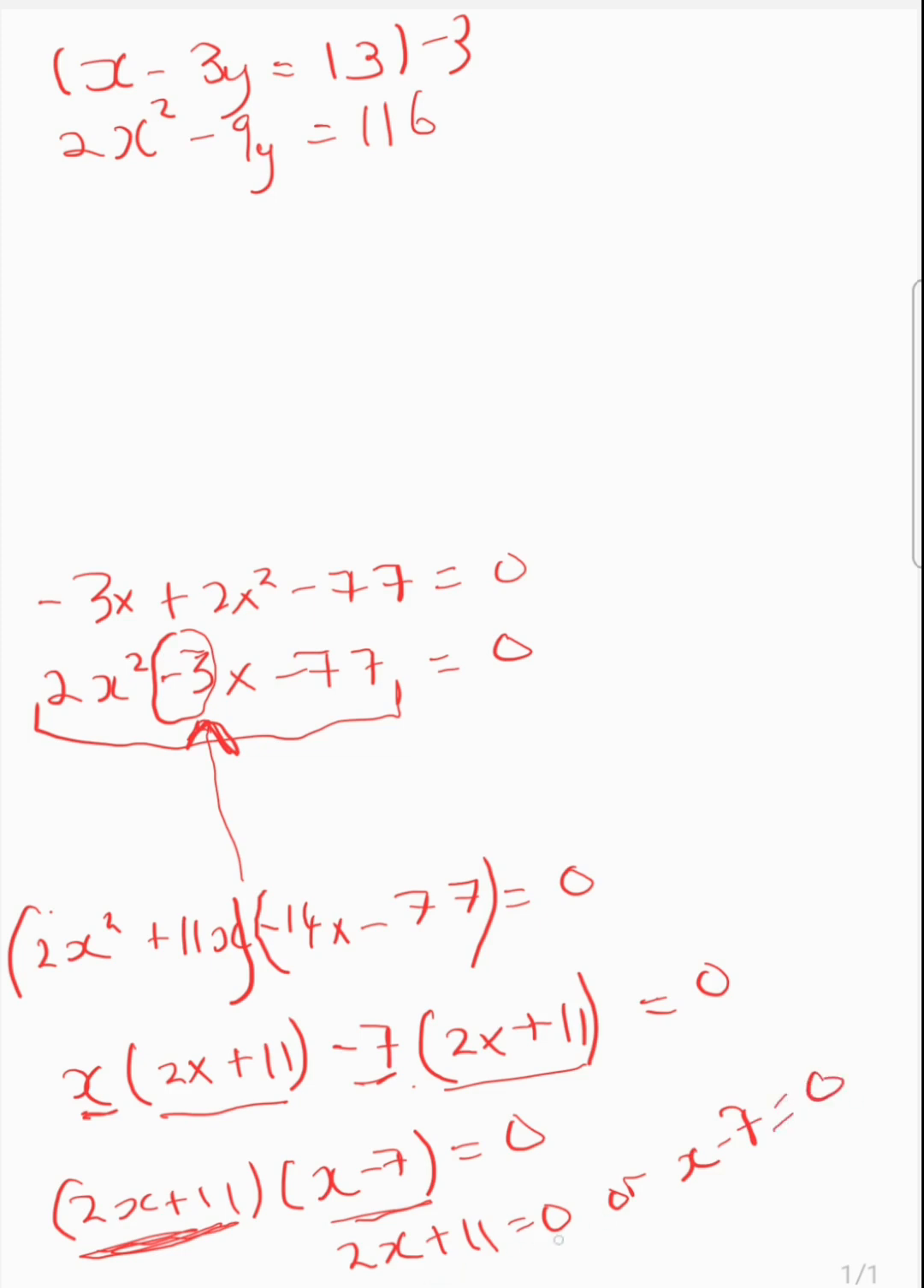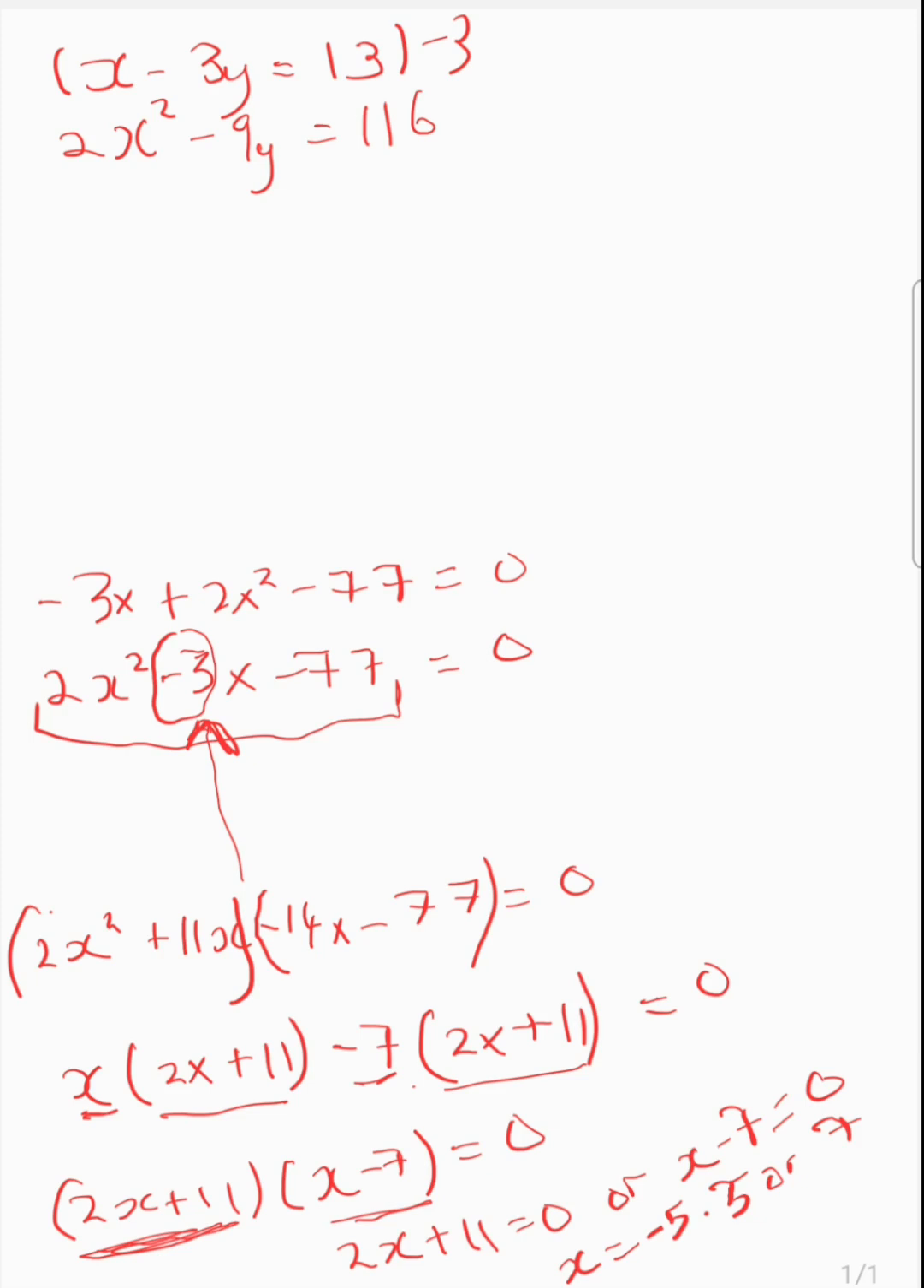So when we solve this, we see that x equals minus 5.5 or x equals 7. Okay, so now we have our values for x. Our values for x are either -5.5 or 7. So now let's solve for y.